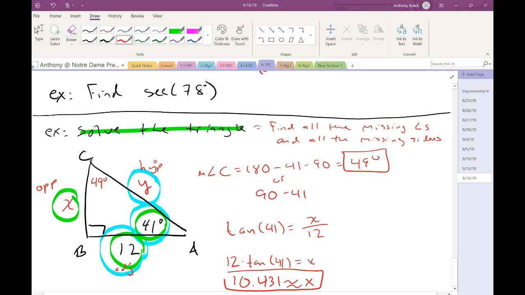So the trig function I want to use if I'm concerned with adjacent and hypotenuse is cosine. So I know that cosine is adjacent over hypotenuse. So I can say cosine of 41 equals 12 over y. Now what I want to do is solve for y. What should be the first step to solve for y?